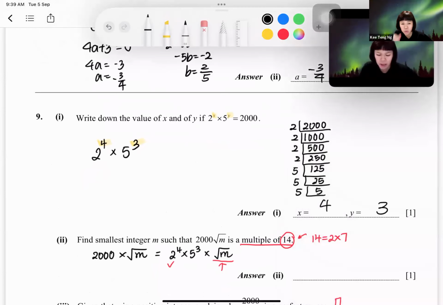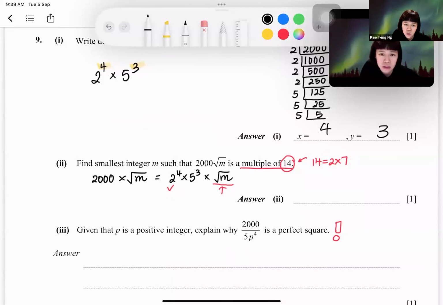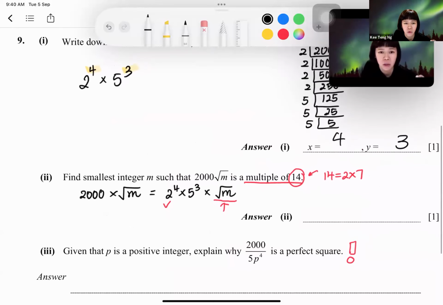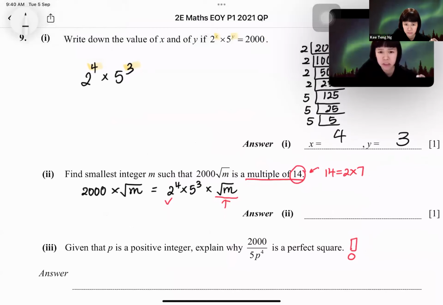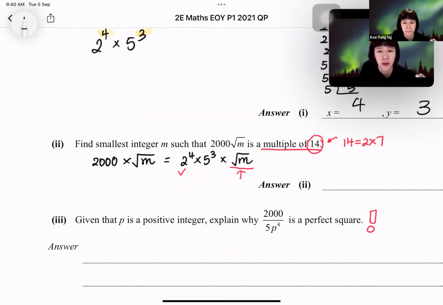Okay. Next one, find the smallest integer m such that 2000 times square root m is a multiple of 14. So first, let us simplify what is 2000 times square root m. I already used my part A answer, 2 to the power of 4 times 5 to the power of 3 over here, then times square root of m, to be a multiple of 14.